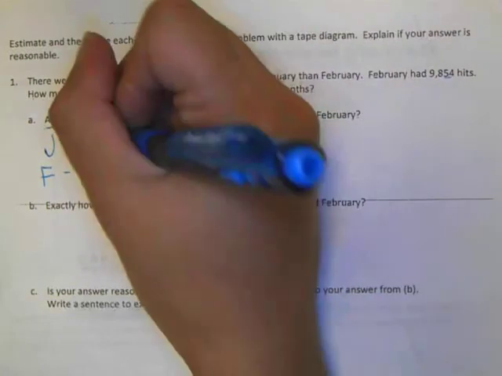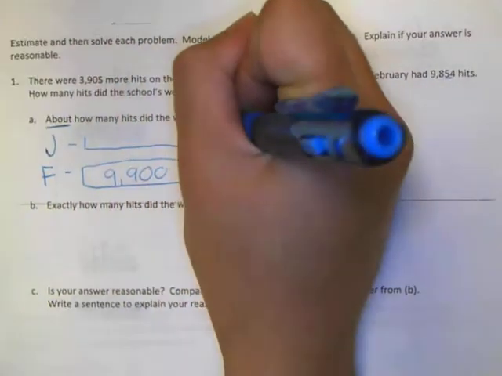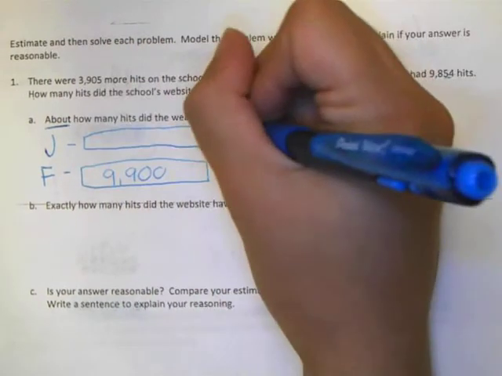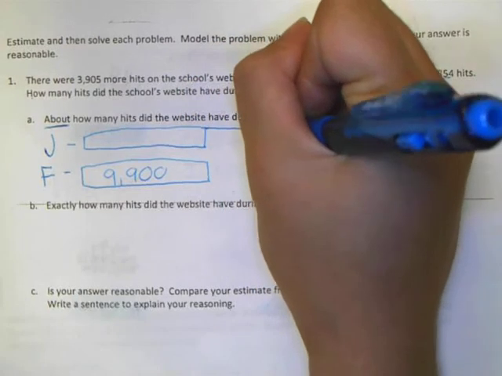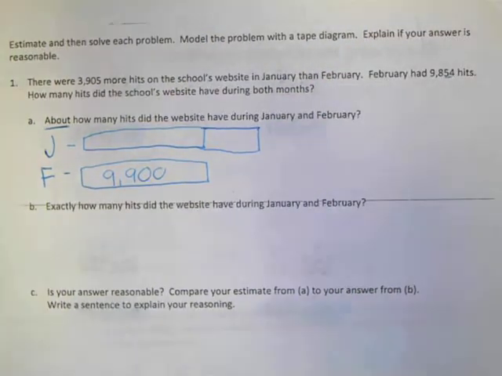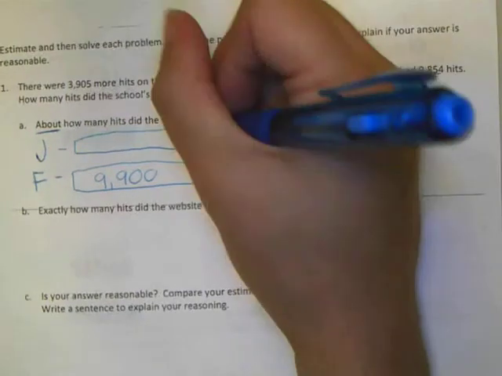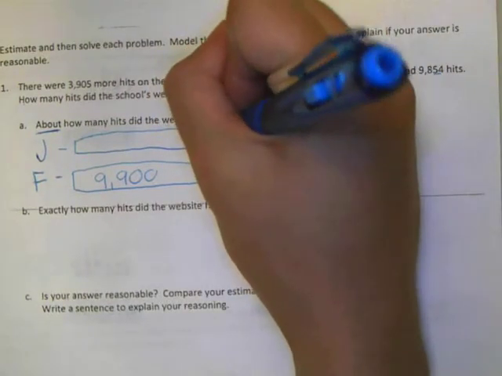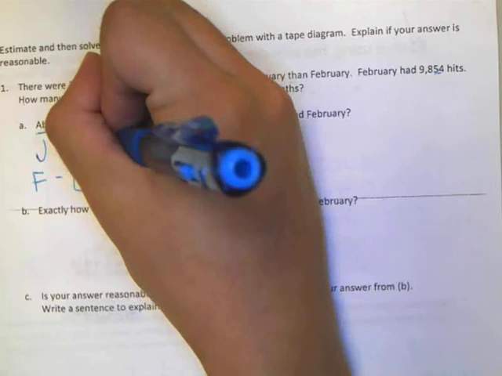Alright, and then I know that January had that plus 3,905. Again, I want to round that to the nearest 100, which would be 900. So this would be 3,900. Then I'll move this number over there too.